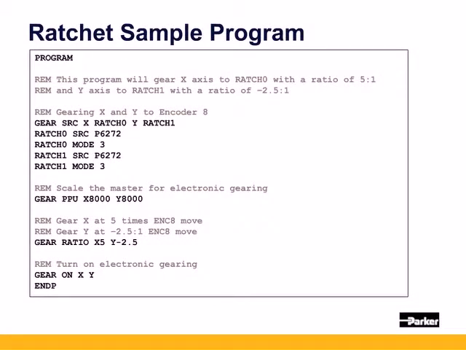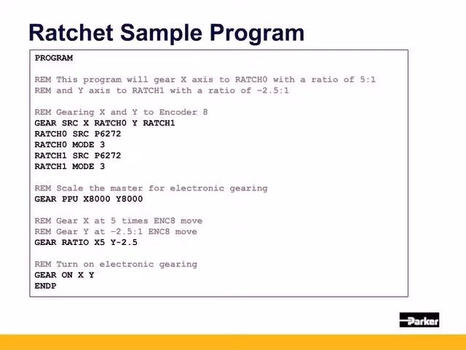So gearing is simply ratcheted with mode 0 with no manipulation or filtering of the source. The ratchet source for both X and Y are set to encoder 8, which is P6272, and the mode for the ratchet is set to 3 on both X and Y. Other than that, it's identical to gearing, where you set the scaling with the PPU and the ratio, then turn on the gearing with the gear on.